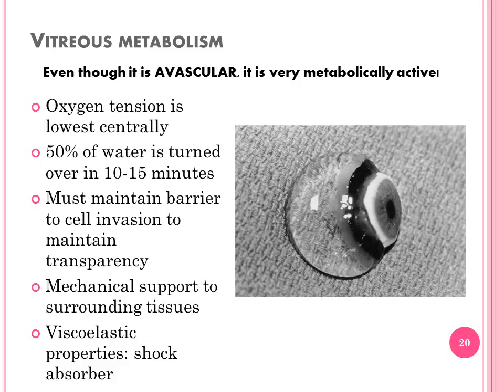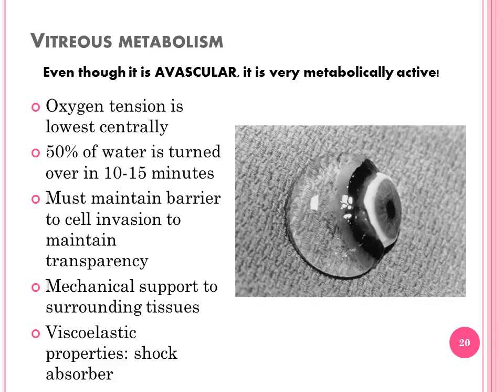So in the vitreous, oxygen tension is lowest centrally. That's just a little factoid that you gotta know. 50% of the water is actually turned over in 10 to 15 minutes. That's important to know. It has to maintain a barrier to cell invasion to maintain transparency. So again, light is still traveling to the back of the eye. We haven't reached the retina yet, so it's important that everything's transparent. Vision isn't being inhibited by anything that's floating around.